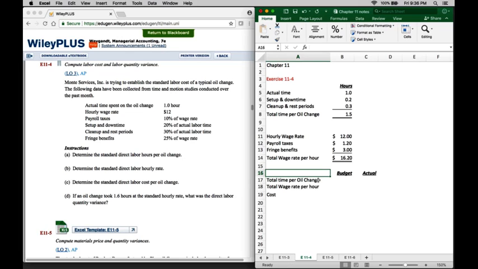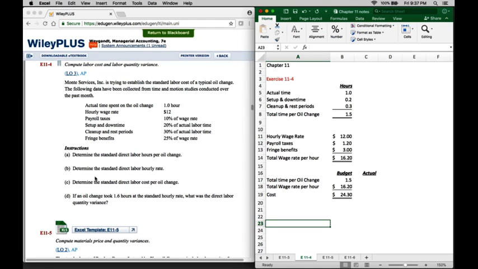Now let's look at what the actual cost is for the job. The job is the oil change. The allocated time, the budgeted time, is 1.5 hours. The compensation is $16.20 per hour, and therefore the labor cost is $24.30. This is the budgeted. Now let's read through what they ask us in the exercise.